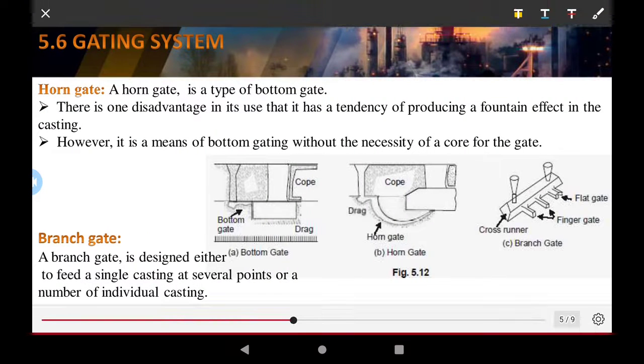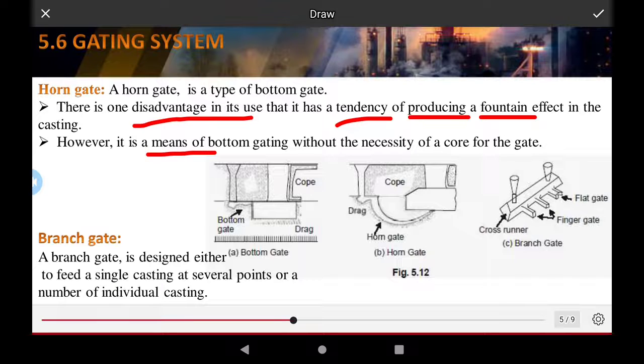Gating system: the horn gate. The horn gate is a type of bottom gate. Its advantage is that it reduces the tendency of porosity defects in the casting. However, it is a form of bottom gating without any necessity of a core and gate.